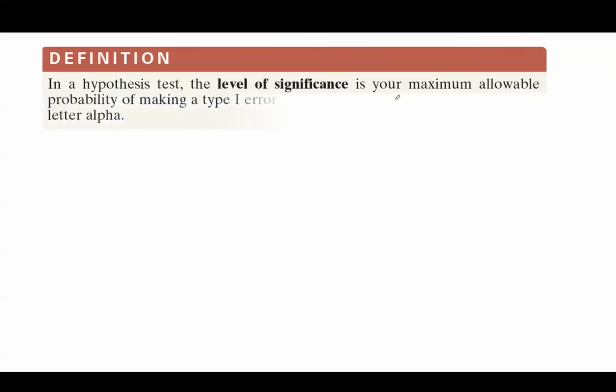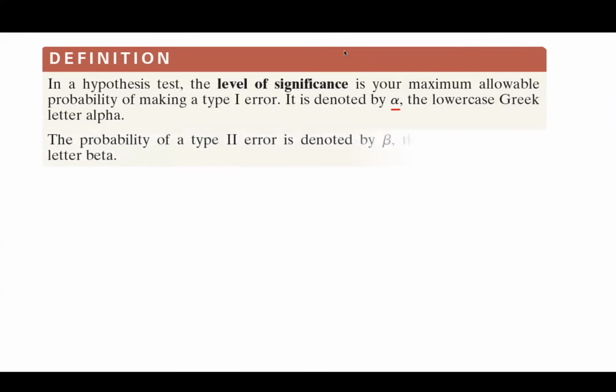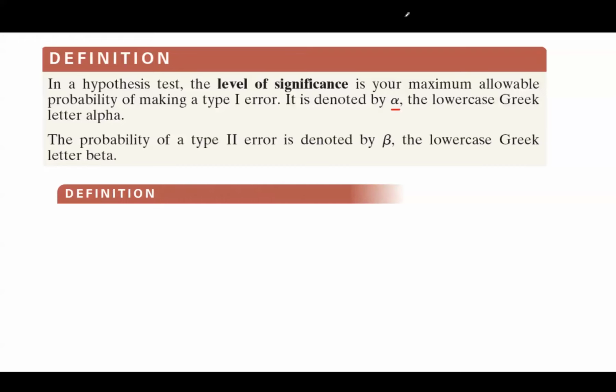We defined null and alternative hypotheses, and we categorize them into 3 categories. What is a level of significance? In a hypothesis test, the level of significance is your maximum allowable probability of making a type 1 error. It's denoted by alpha. The probability of making a type 2 error is denoted by beta. Recall what is type 1 and type 2 error.